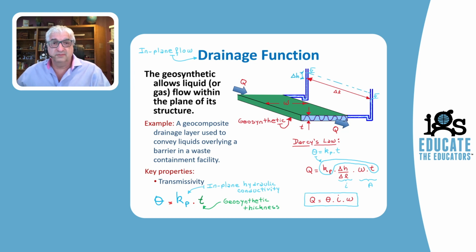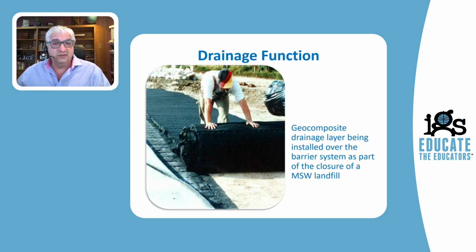This is a view of the installation of a geocomposite drainage layer to illustrate how simple it is to place a geocomposite drain. Compare this with the effort that it would mean to transport, to place, to compact an equivalent granular drainage layer that would be somewhere in the order of 30 centimeters.